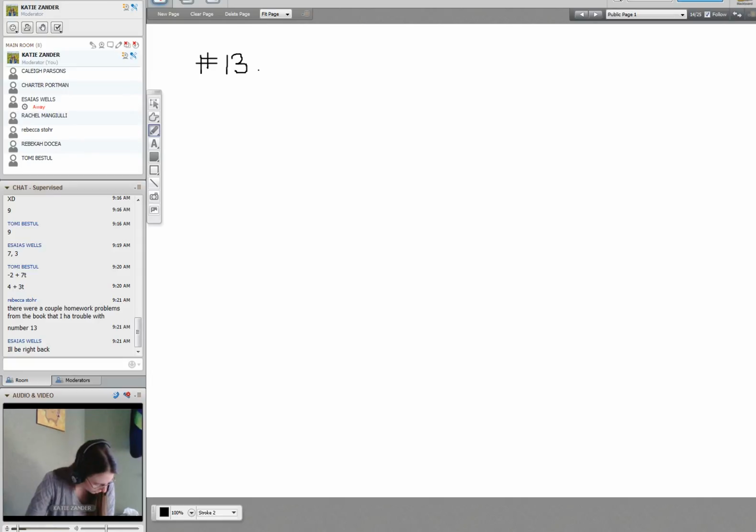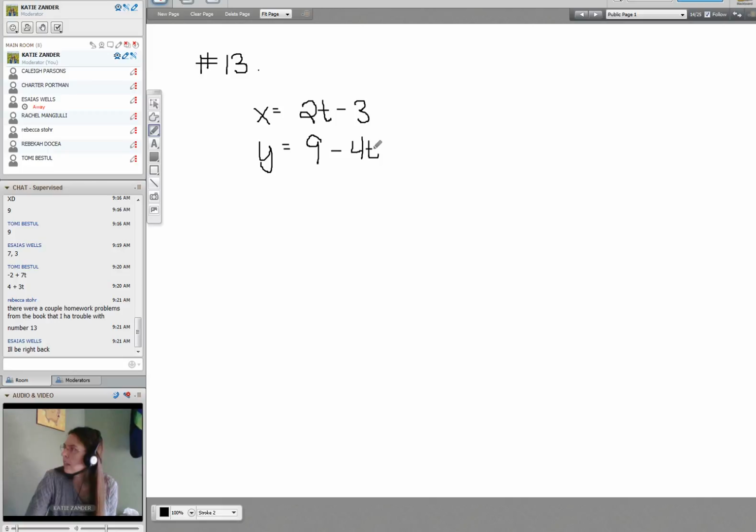All right, so question 13: use an algebraic method to eliminate the parameter and identify the graph of the parametric curve. Use a grapher to support your answer. So they give us x equals 2t minus 3 and y equals 9 minus 4t, and they're giving us the interval 3 is less than or equal to t is less than or equal to 5, it looks like. This is the one that you're looking at, right?